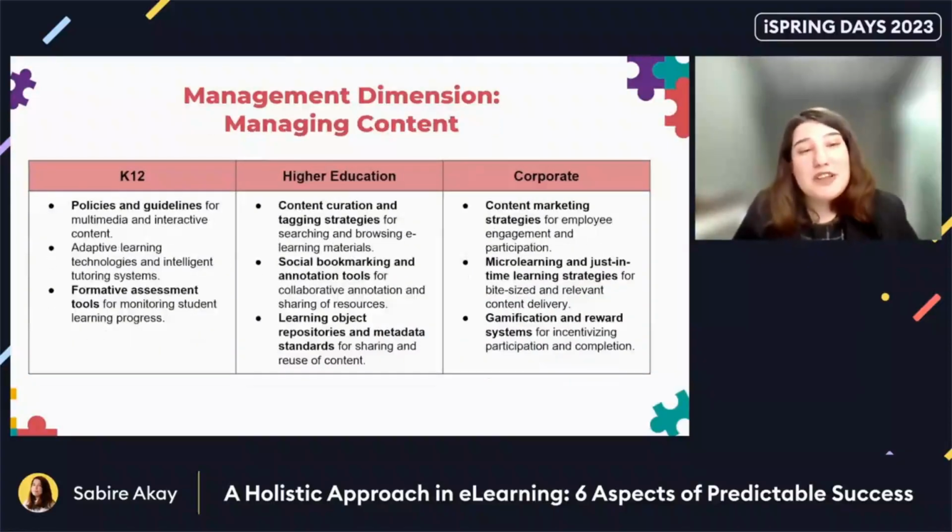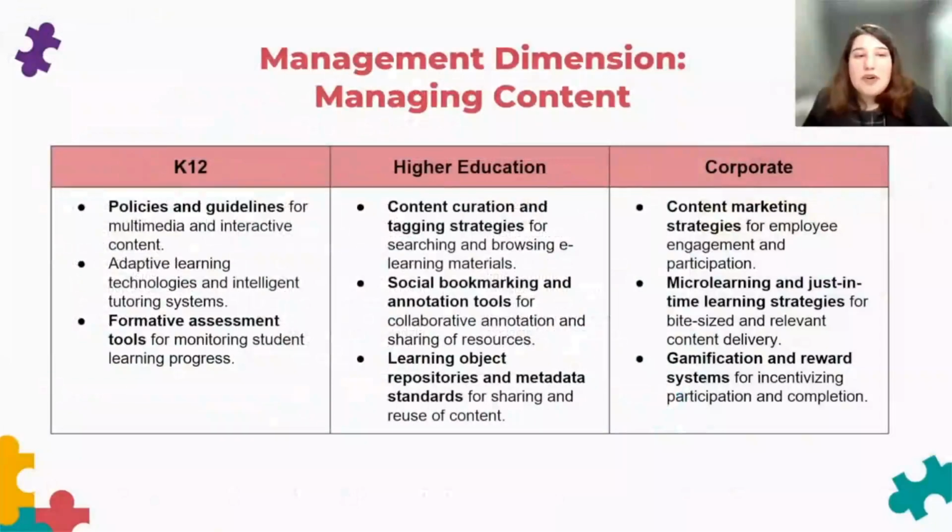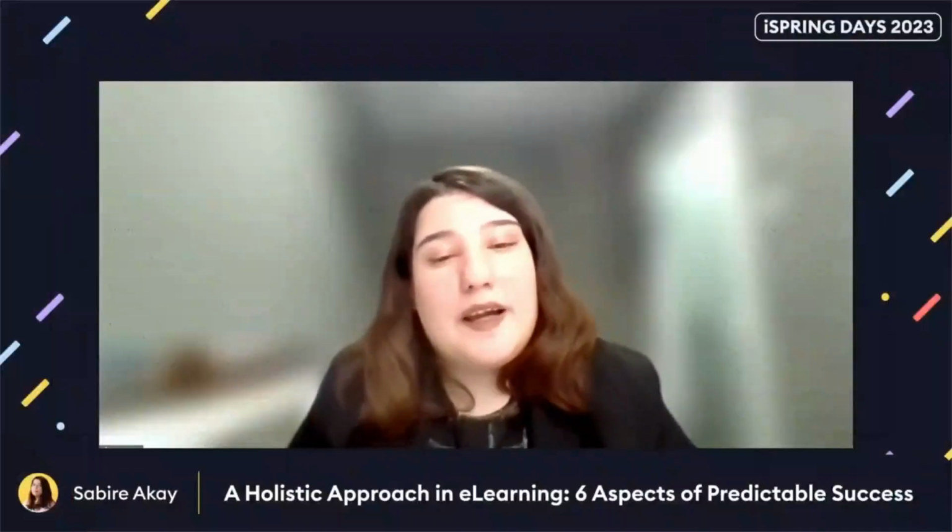Let's continue with managing content. In the managing content part, what we can do for K-12 is, again, creating multimedia interactive content policies and guidelines. You see we use policies and guidelines a lot, but our content changes, our context changes, so we are using these terms really well. The other thing is adaptive learning technologies and intelligent tutoring systems for K-12. And we can also use formative assessment tools, which we will see further on.